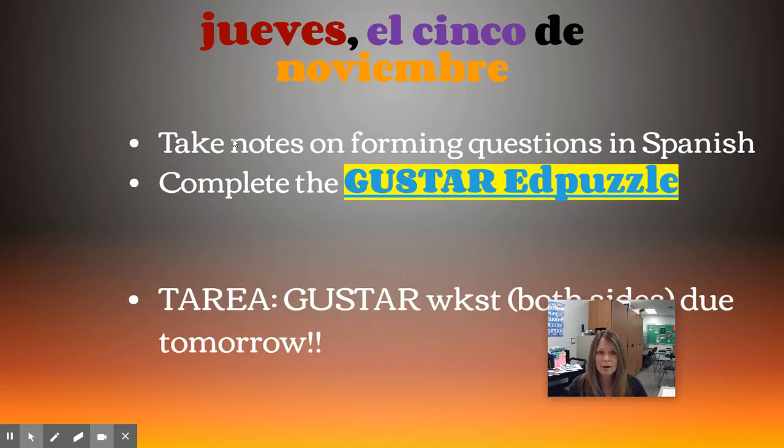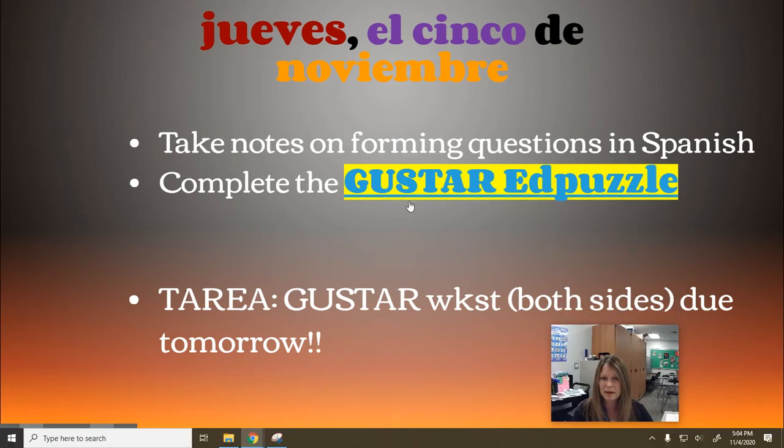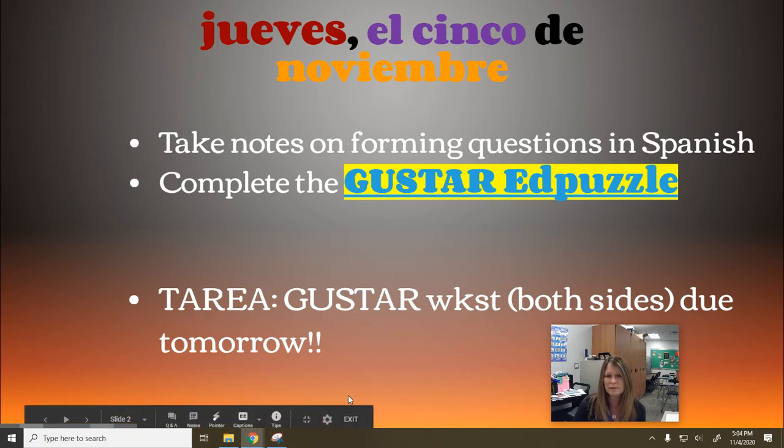Hoy vamos a tomar apuntes. We're going to take some notes on how to form questions in Spanish. And also, there's an Edpuzzle that you need to complete on gustar. It's a really quick and short one. And then you'll have a worksheet. It's a gustar worksheet, both sides due tomorrow.